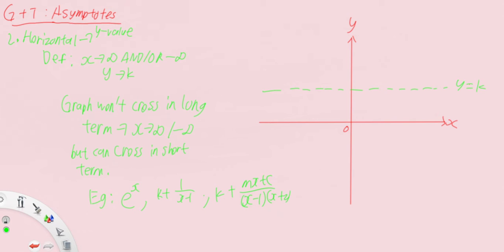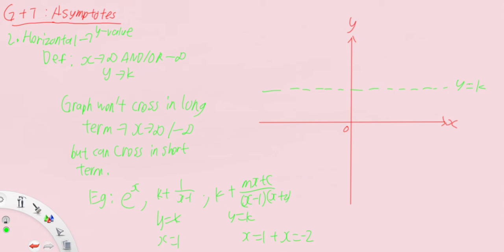Of course, for the last two examples, you have both vertical and horizontal asymptotes, so do take note. The horizontal asymptote for both will be y equals k, and of course the vertical asymptotes will be at x equals 1 for the first, and x equals 1 and x equals minus 2 for the other.